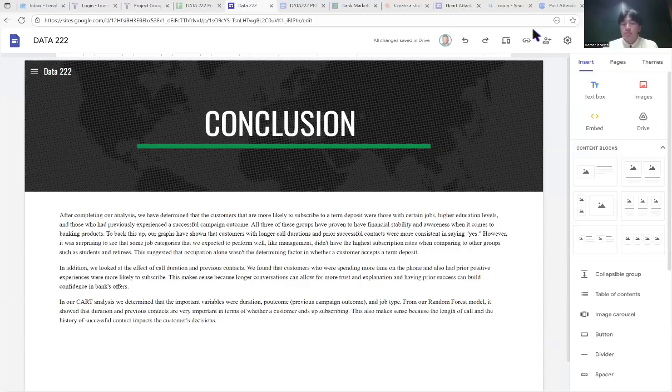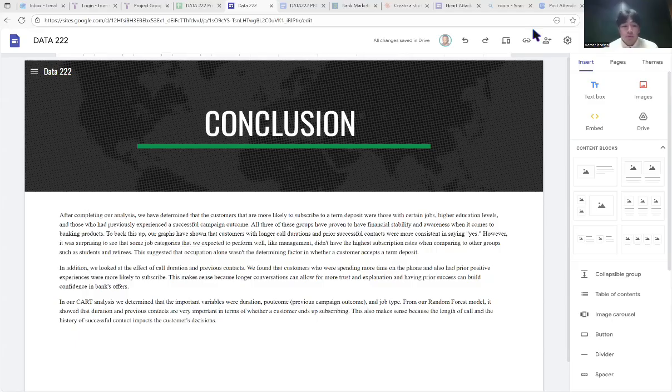In conclusion, overall, this project demonstrates that customers who have certain jobs, higher education levels, and who have previously experienced a successful campaign outcome, they're more likely to say yes. In our cart analysis, we determined that the important variables here are duration, the P outcome, which is just like the previous campaign outcome, and job type.